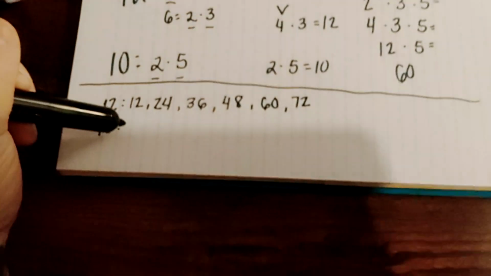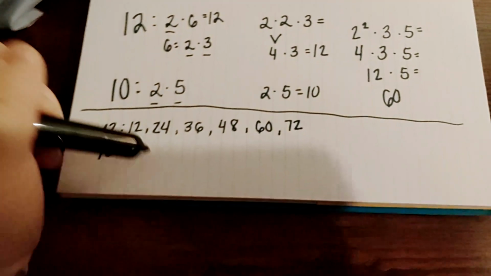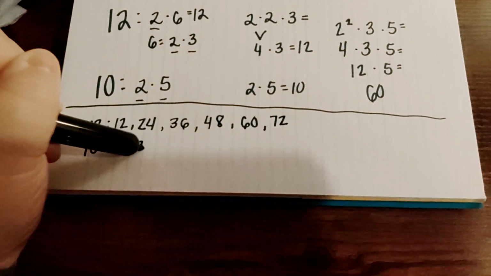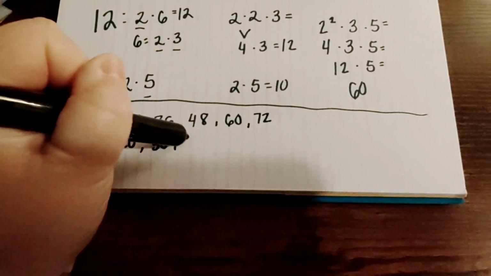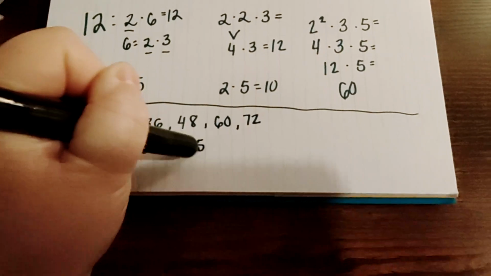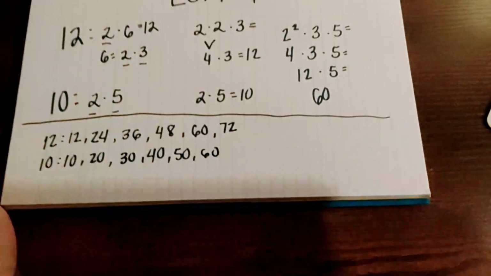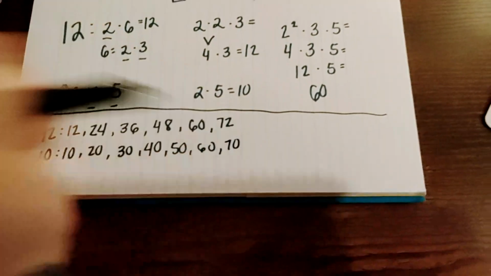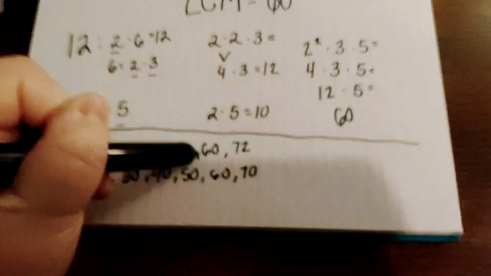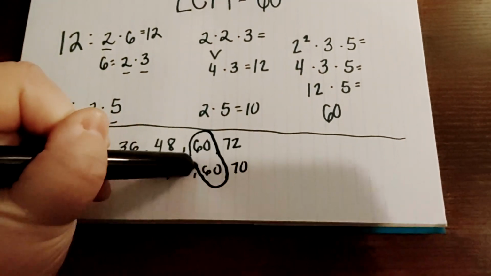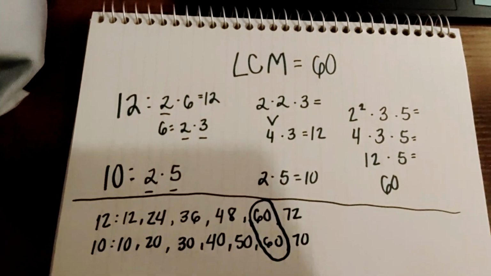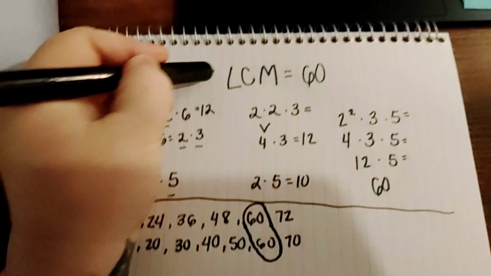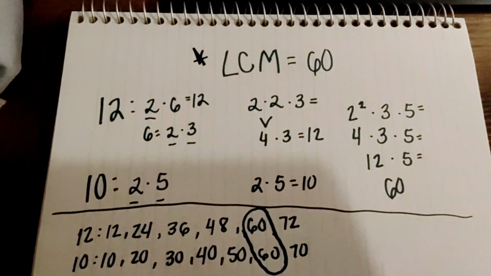Let's do 10. 10 times 1 is 10. 10 times 2 is 20. 10 times 3 is 30. 40. 50. 60. Let's do one more. 70. So look, here we go again. We found our least common multiple doing it that way too. So as you see, there are two different ways that you can find the least common multiple.